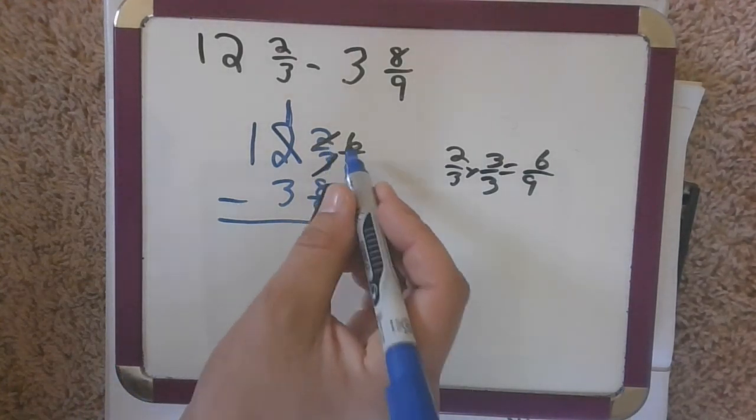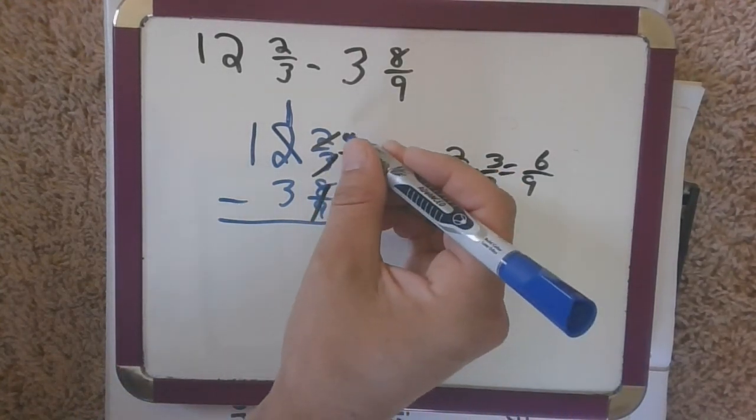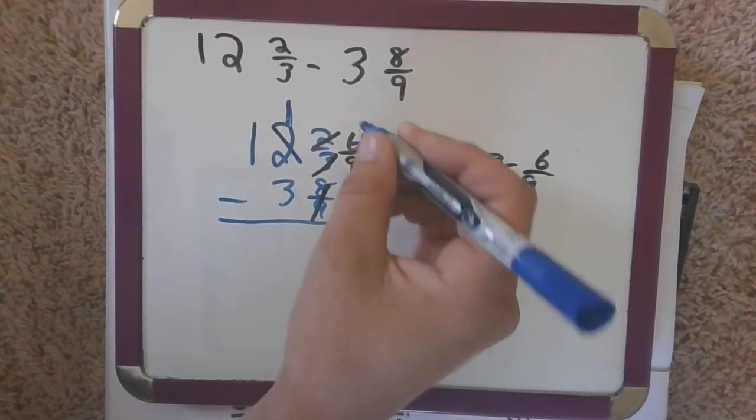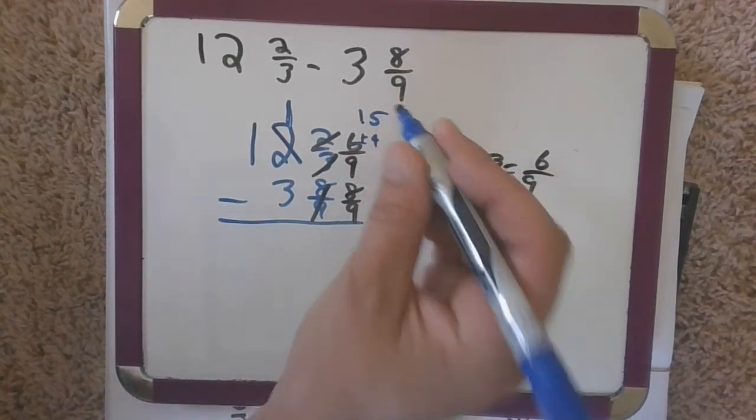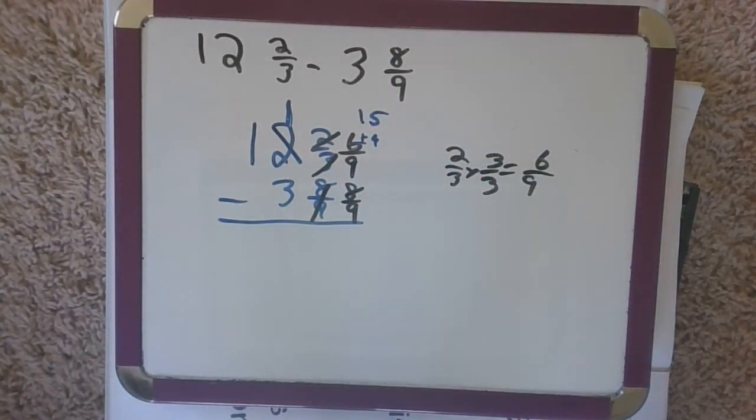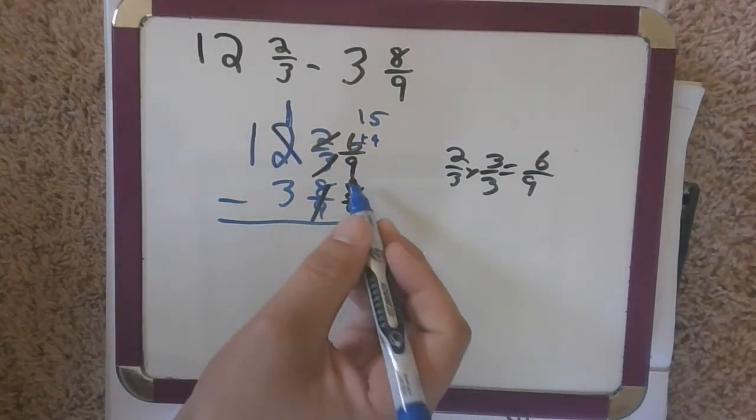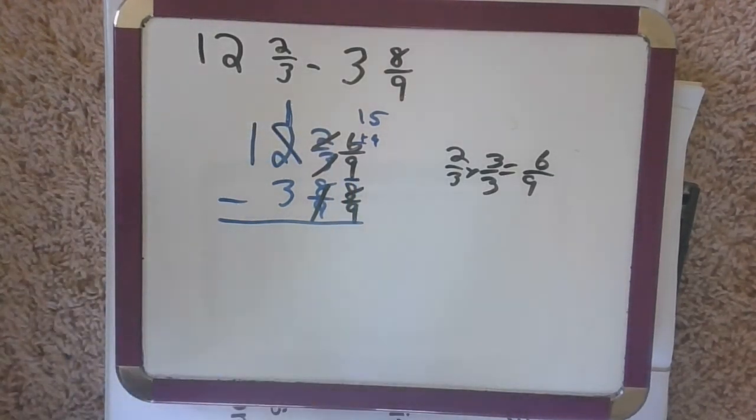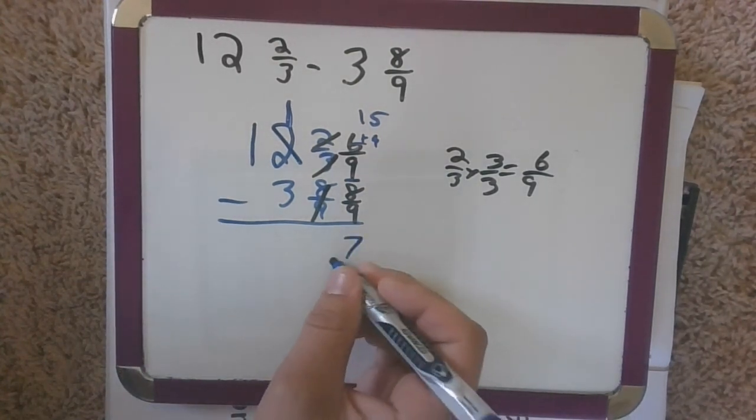So if I add on 9 more ninths, I'm going to add 9 here. This now becomes 15/9. And that's our biggest mistake, is that people always want to just add 10 there. But I'm adding on ninths because that's what I needed, ninths, not tenths. So now I can do some of my subtraction. I have 15/9 minus 8/9, which would leave me with 7/9.